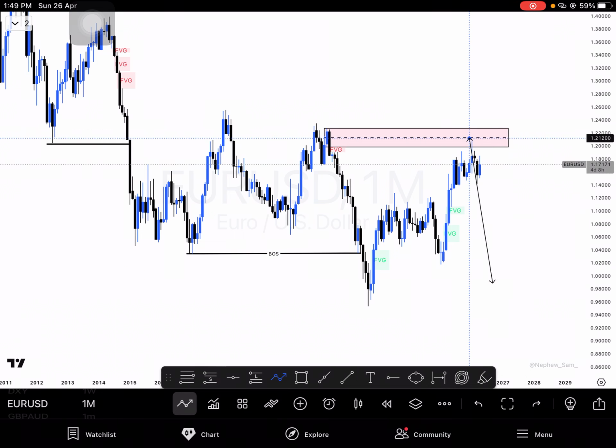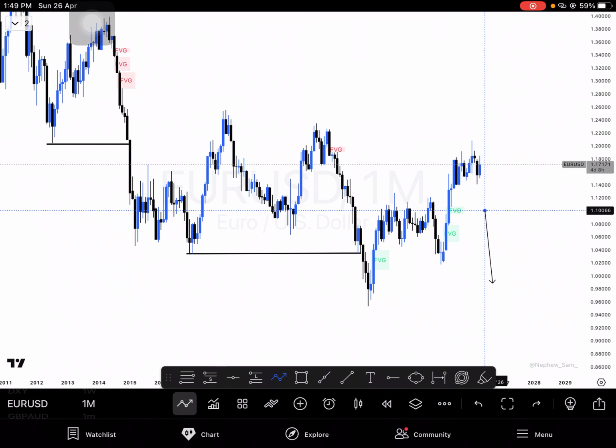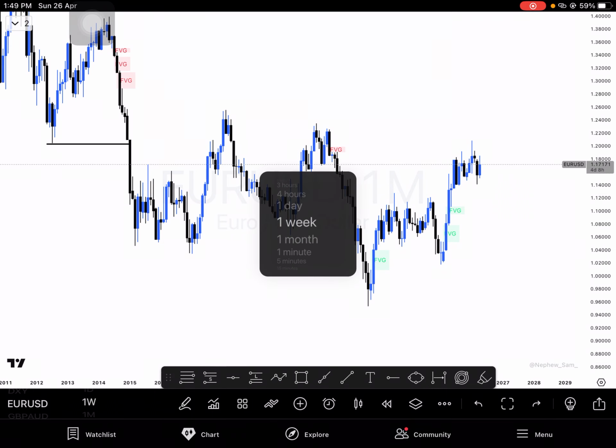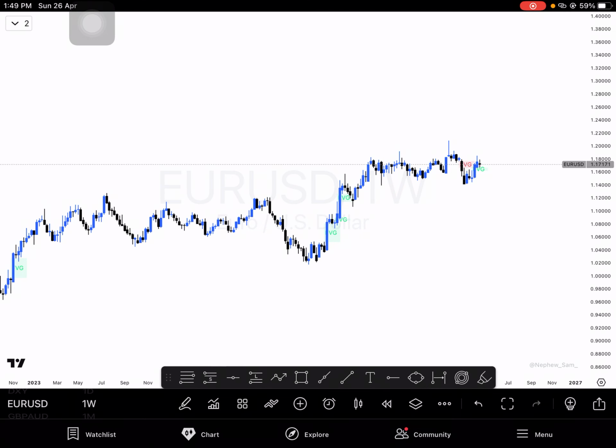Which means that now the sellers are coming to take charge of the market. But we can't just start selling from the monthly time frame. That's why we navigate straight into the weekly or the daily or the 4-hour to get a better entry, right? So now we move into the weekly time frame to understand what the market is doing, right?